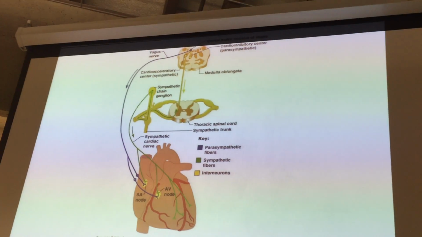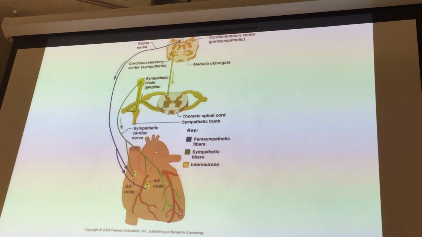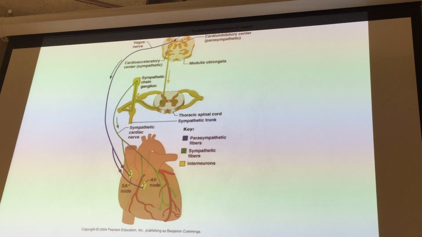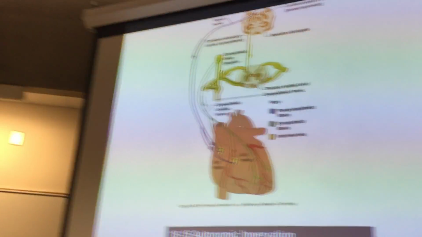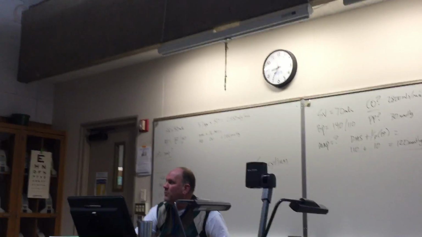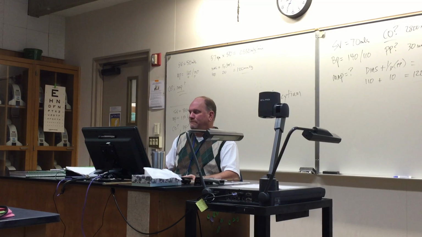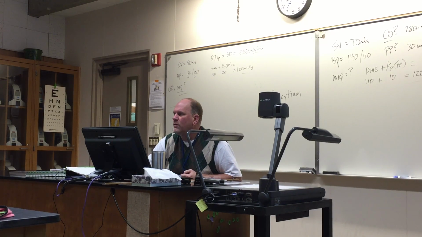Vagus nerve. Does that speed the heart up or slow it down? Slows it down. About how many beats per minute? 25 beats per minute. So if you nick the vagus nerve, the heart rate would increase about 25 beats per minute. Sympathetic, slow it down or speed it up? When you activate the sympathetic drive, does that slow the heart rate down or speed it up? It speeds it up.